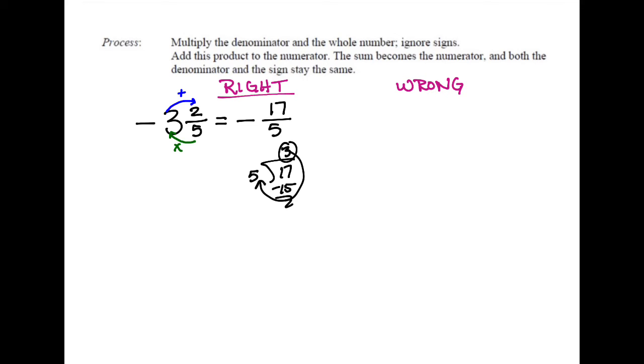And I don't usually like showing you the wrong way, but if I don't show you, it won't make sense when you get the wrong answer. You won't know why. Okay, so let's use the exact same problem. So negative 3 2/5. Now this time, if I multiply 5 by negative 3, I get negative 15, right? And then I'm going to do negative 15 add 2. So that would be negative 13.